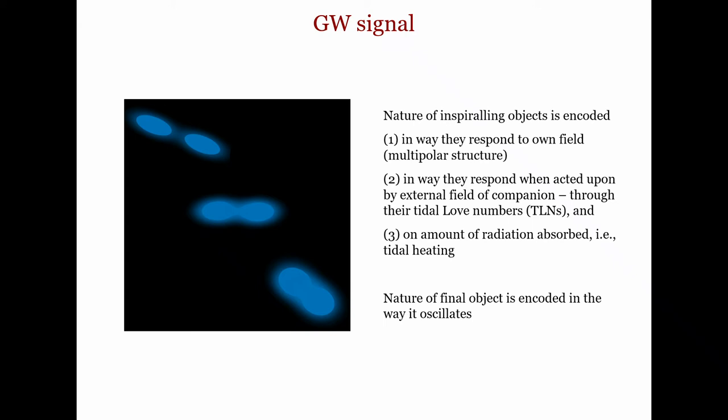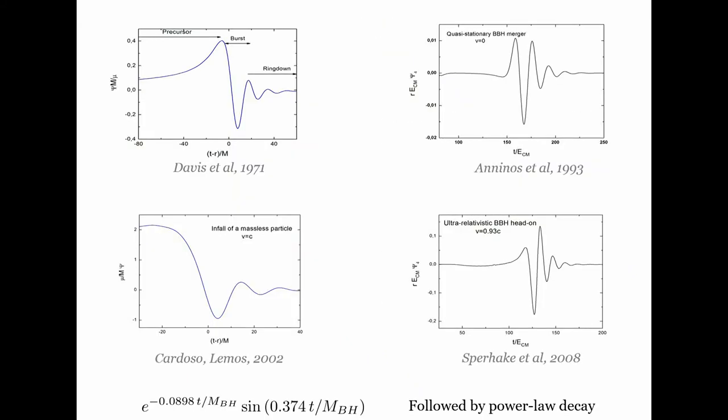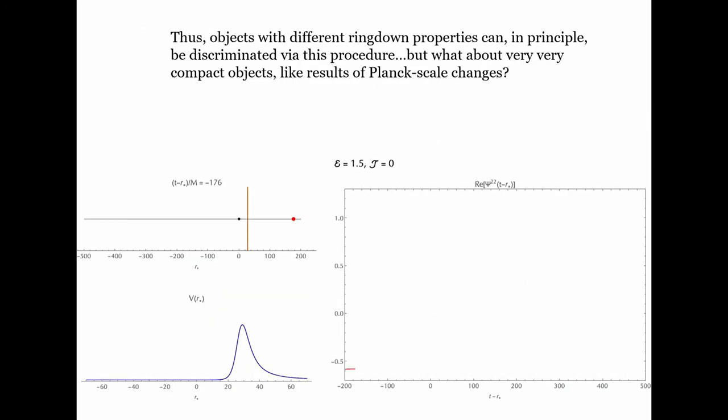But since we discussed so much ringdown, let me tell you how we should use ringdown to test the nature of the final object, okay? So this is our ringdown. We merged two black holes. They always produce ringdown. In fact, we know it's coming from the light ring.